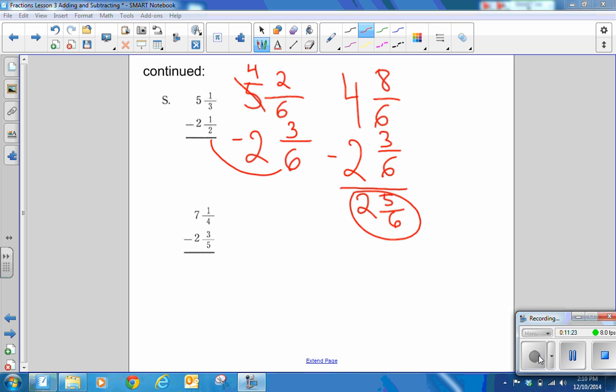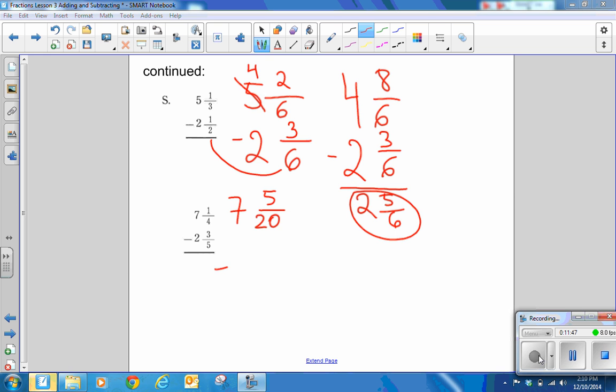Now let's do just one more in case you're still confused. So I have 7 and 1/4 minus 2 and 3/5. Their common denominator will be 20. So let's first rewrite the fractions. 7 and 1/4 will be, what will it be? 4 times 5 is 20. So 1 times 5 is 5.